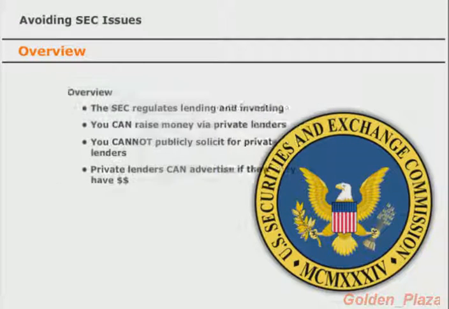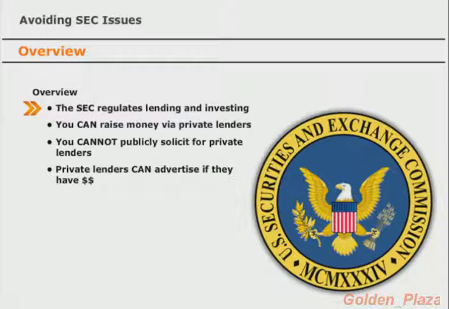Raising funds from outside sources can be tricky. The Securities and Exchange Commission, or SEC, has regulations that both protect and restrict average investors. For instance, you can raise money to buy real estate investments through private lenders, but you cannot publicly solicit for private lenders, nor can you guarantee any rate of return. Private lenders, however, can advertise the money they have available.